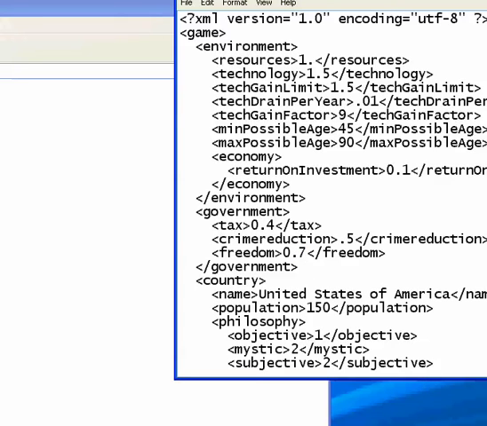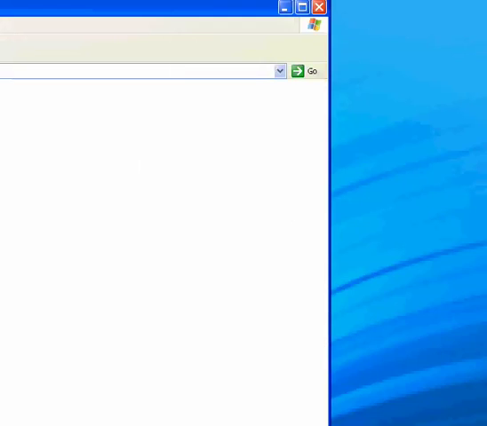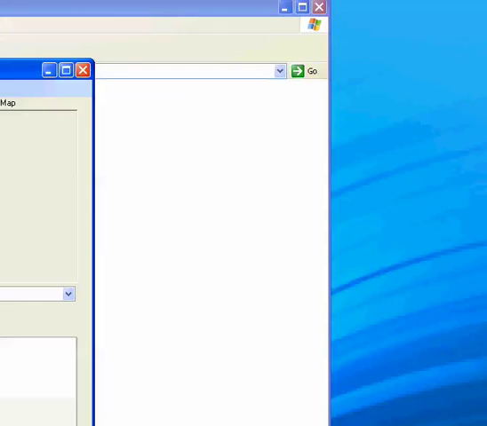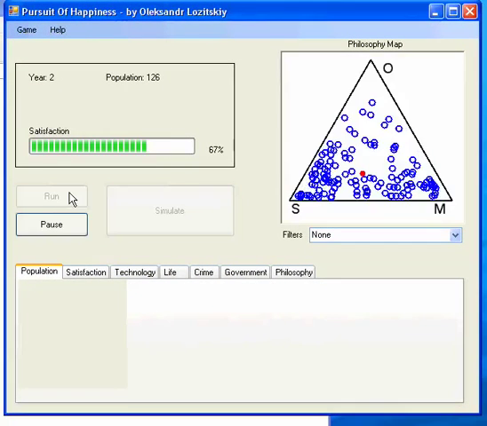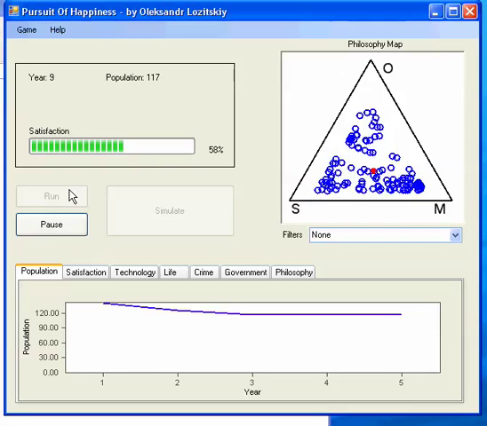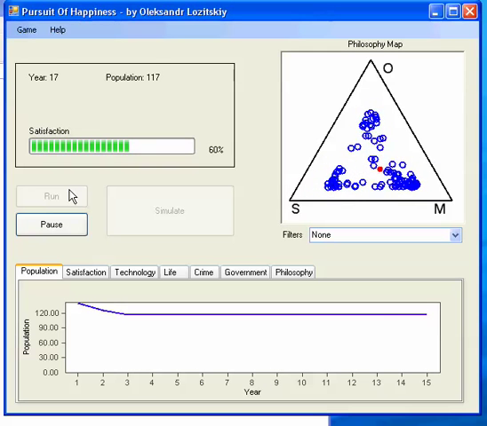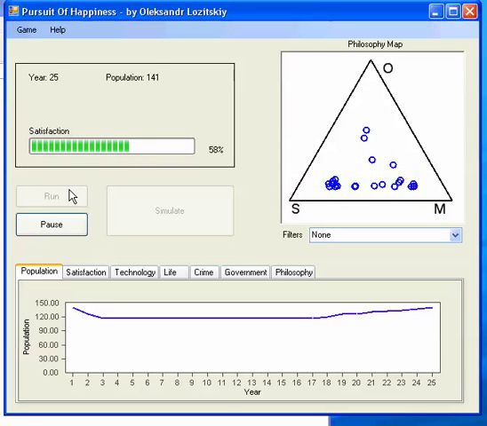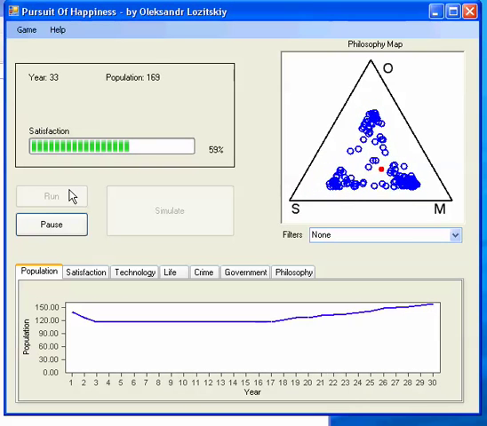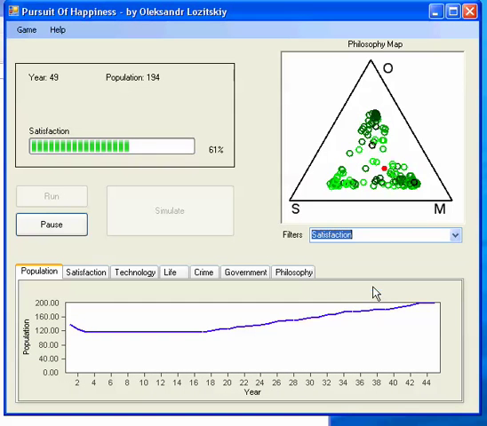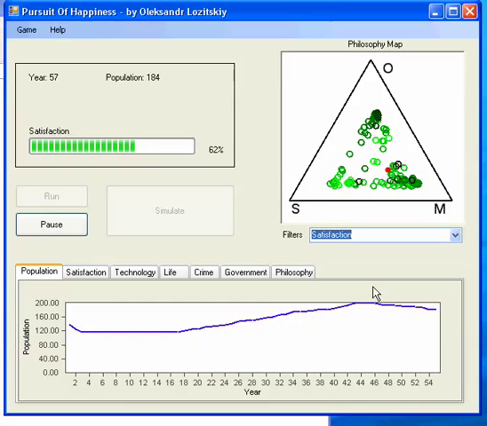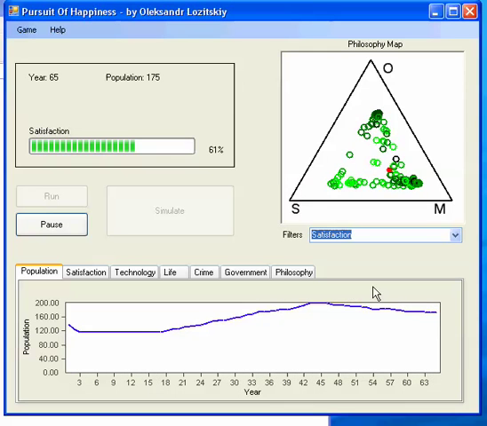So I'm starting the game again here. Let me load this into the window, and I'm going to hit run, and we're going to see a similar starting point. Everything is sort of polarized into some different groups: mystic, objective, and subjective. We have people moving around. Again, let me add a filter here, a satisfaction filter. And after an initial population burst, as the initial setting stabilized, we see some decline underway.